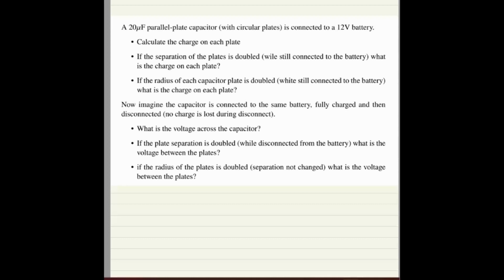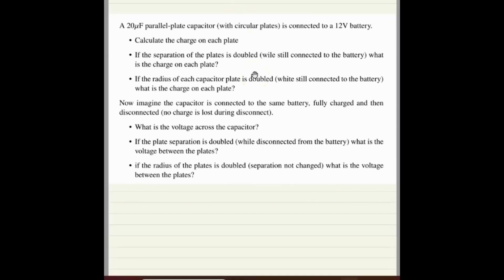These problems are standard and they come up in most physics classes. To begin with, I'm going to read the first problem. A 20 microfarad parallel plate capacitor with circular plates is connected to a 12-volt battery. 1. Calculate the charge on each plate. 2. If the separation of the plates is doubled while still being connected to the battery, now calculate the charge on each plate. 3. If the radius of each capacitor plate is doubled while still being connected to the battery, what is the charge on each plate?